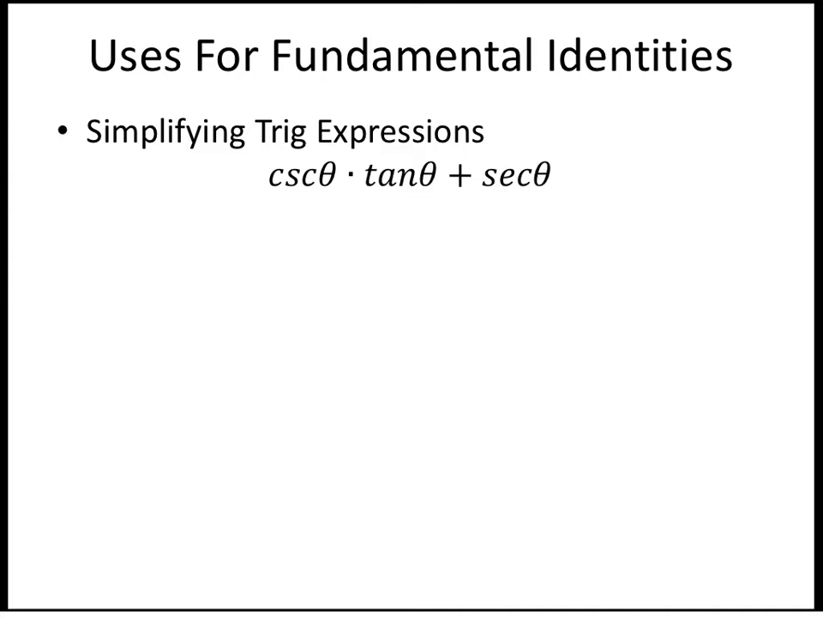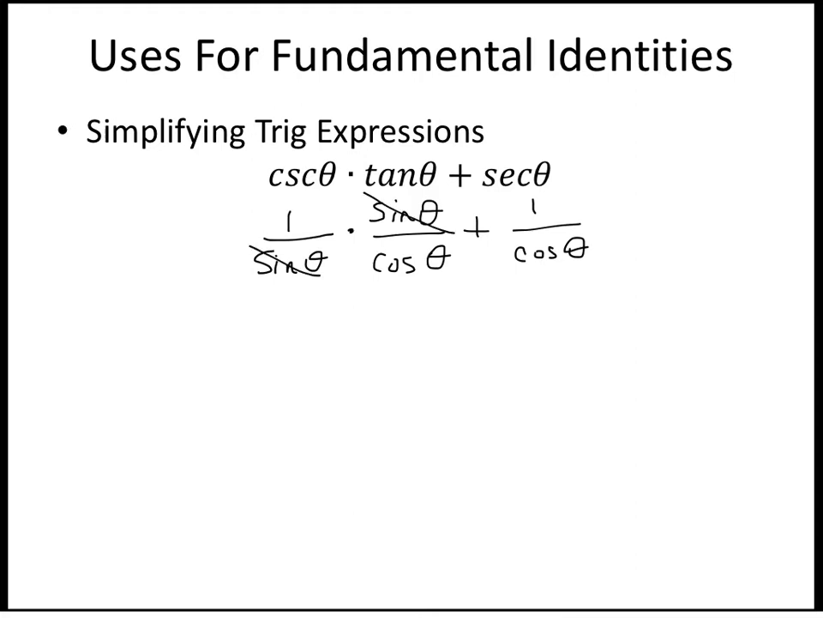Well, I know that cosecant has a reciprocal identity of 1 over sine of theta. Tangent is sine of theta over cosine of theta. And secant of theta is 1 over cosine of theta. Doing this allows me to cancel sine, and I'm left with 1 over cosine of theta plus 1 over cosine of theta. That means I have 2 over cosine theta.